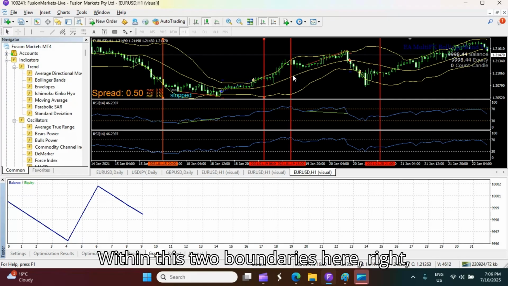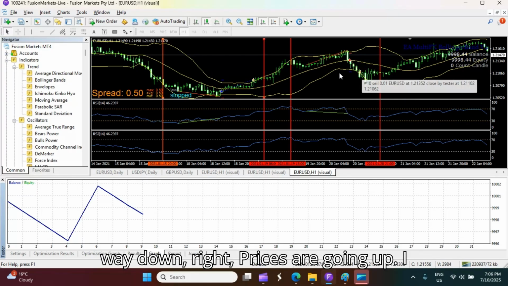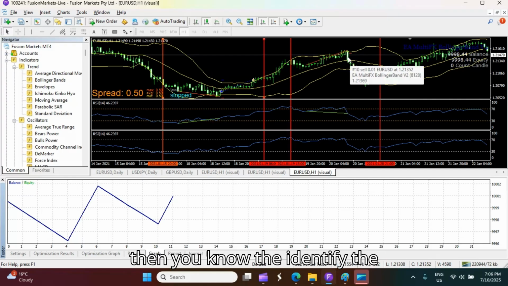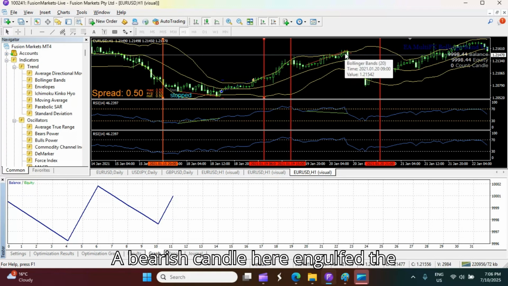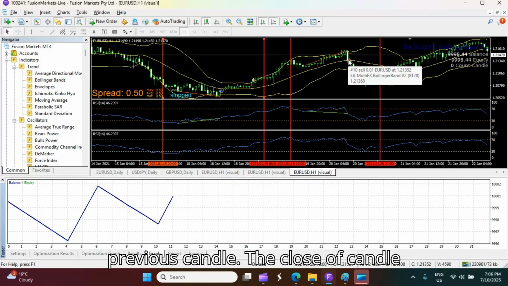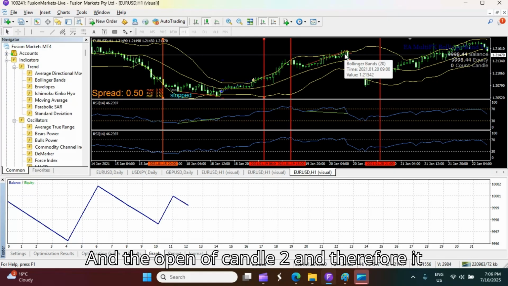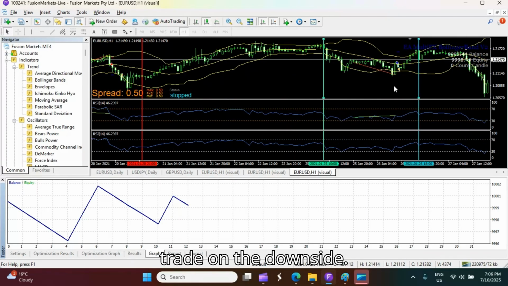Okay, within these two boundaries here, right? You can see that the bot was going up, took the trade, and then executed on the way down, right? Price going up, RSI going down, divergence, and then the bot identified the engulfing pattern, right? This bearish candle here engulfed the previous candle, the close of candle one is a lot lower than the open of candle two, and therefore it was perfect criteria to take the trade on the downside.